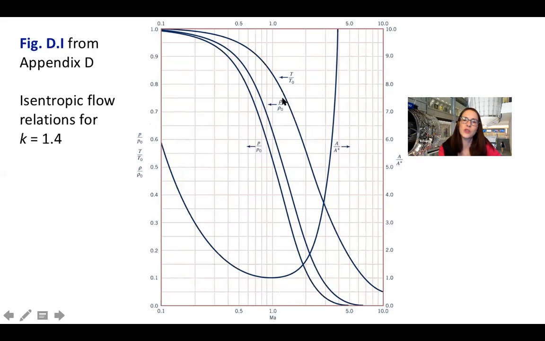So let's say we're interested in T over T naught. This is our curve. We know our Mach number. Let's say it's 1. We trace it up to intersect the line for T over T naught. Where it intersects, we trace it back to the left axis, and we pick off our value of T over T naught. Here it's about 0.84.